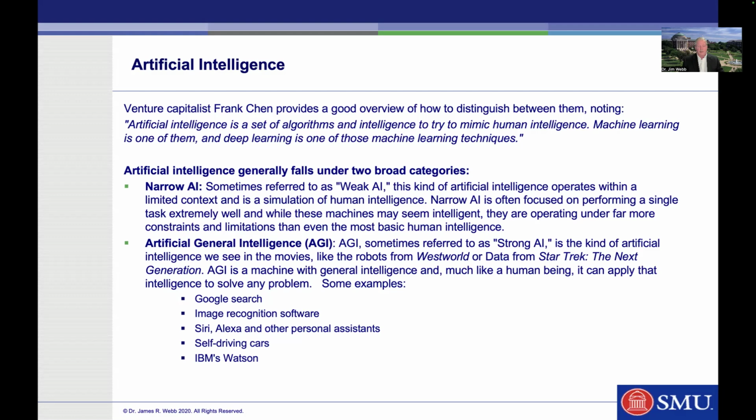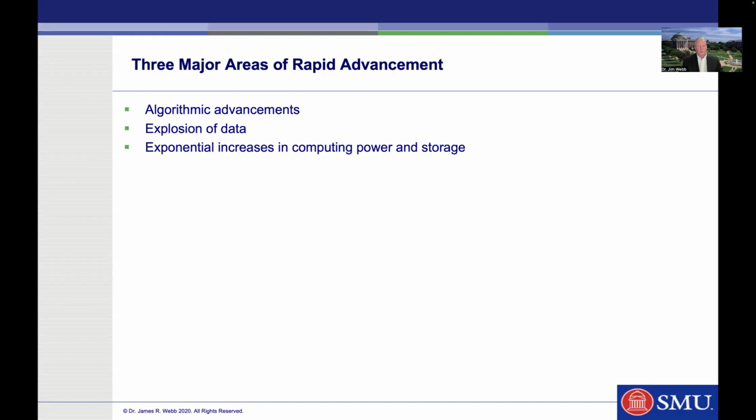So some examples that are really starting to come out of this are Google search, image recognition software, Siri, Alexa, self-driving cars, IBM's Watson. This is the stuff that really provokes the human imagination. So we're going to look at three major areas of rapid advancement that have really put AI on the map these days. One is algorithms. The second is this explosion of data. And then the third is the increases in computing power and storage.